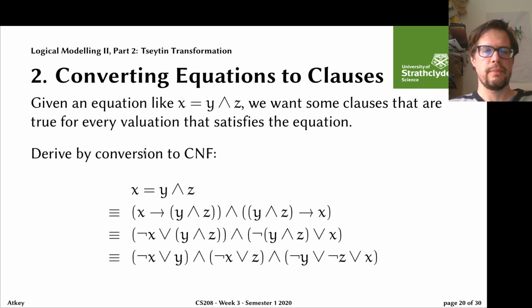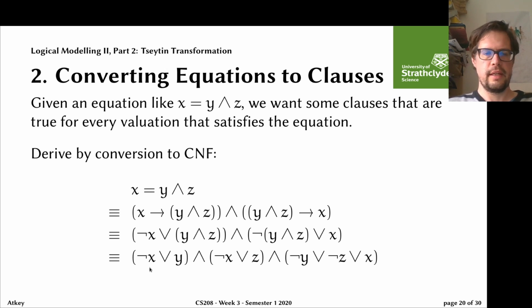We derive that by using the multiplying out the brackets idea from before. So we're going to say the formula we want to be true is x equals y and z. So that's the same as x implies y and z implies x. We then convert these using the implies is the same as not or, so we get not x or y and z, and not y and z or x.